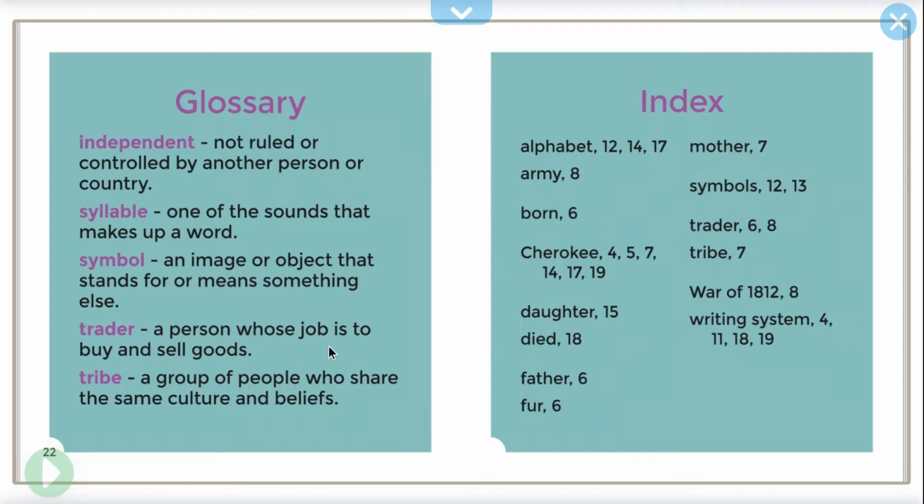A trader is a person whose job is to buy and sell goods. His father was a trader, and he was a trader. And a tribe is a group of people who share the same culture and beliefs. His family was part of the Cherokee tribe.